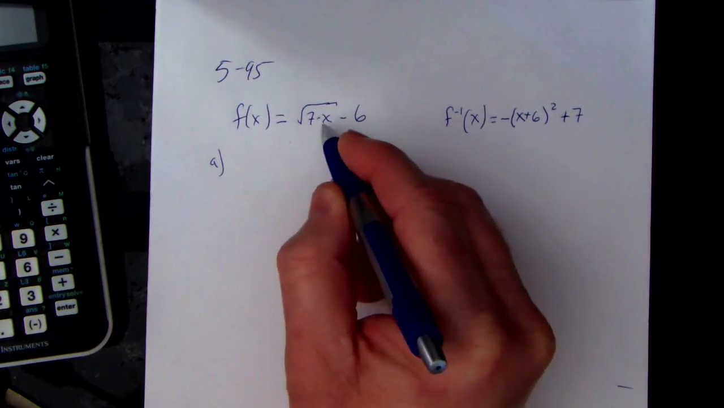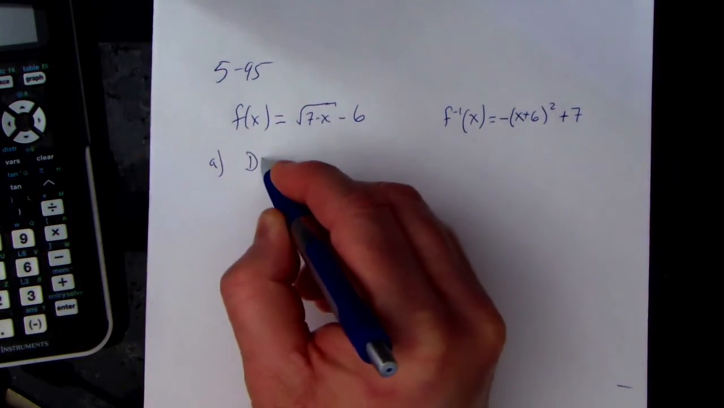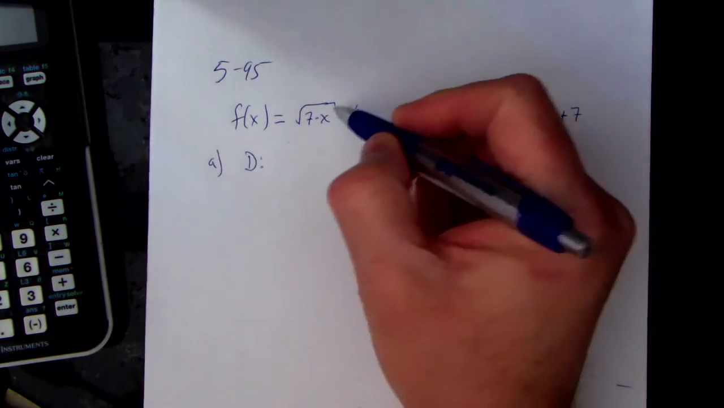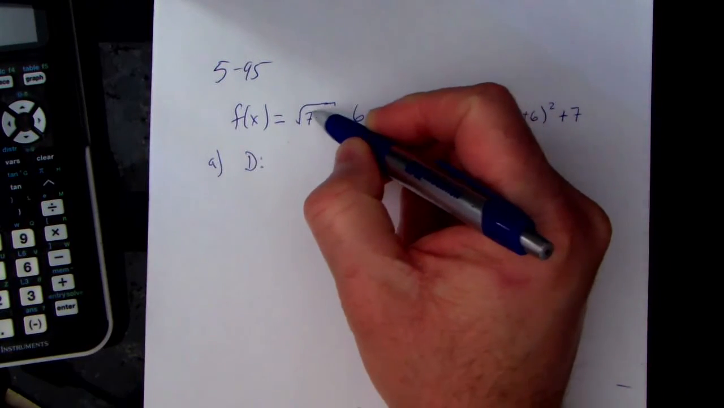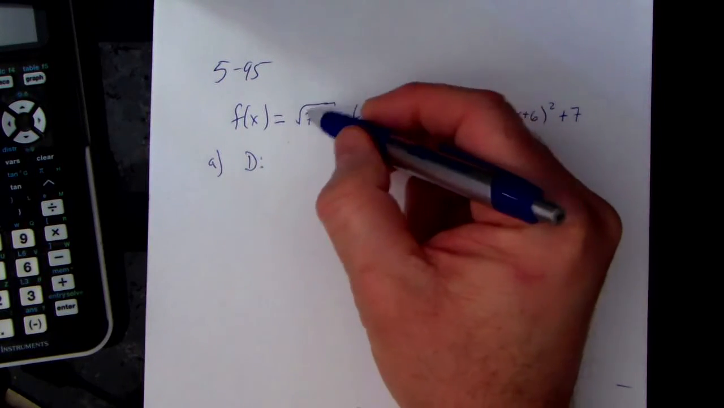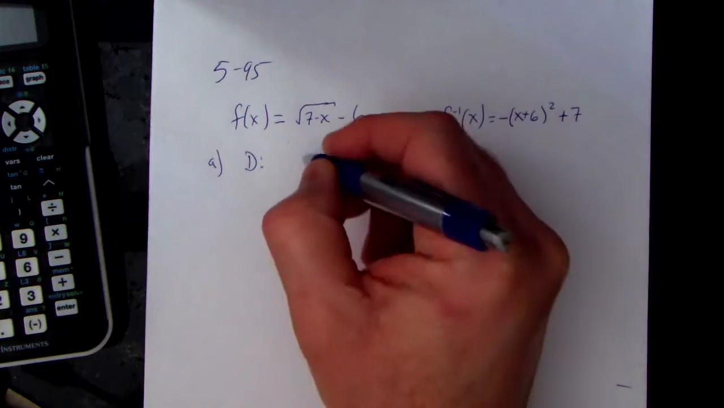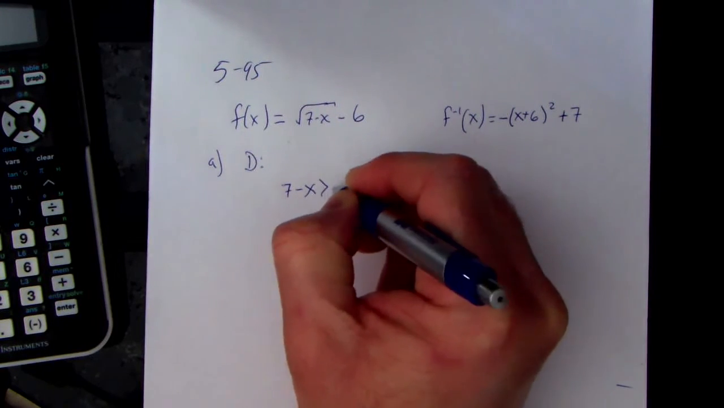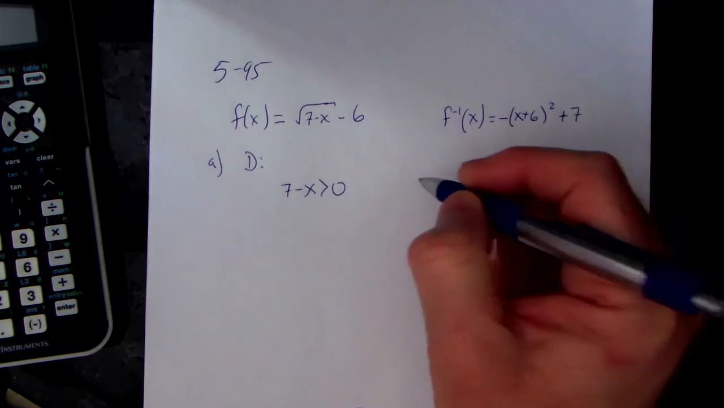So what we're going to do, looking at this, remember that domain is the set of all possible x values. Since this has a square root in it, the number underneath this, so that this is going to get a real number value, this has to be 0 or bigger. So to figure out the domain, we're going to ask the question, what makes 7 minus x greater than or equal to 0?